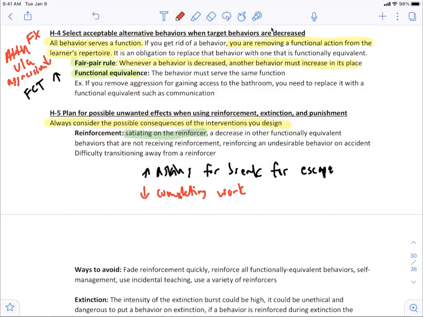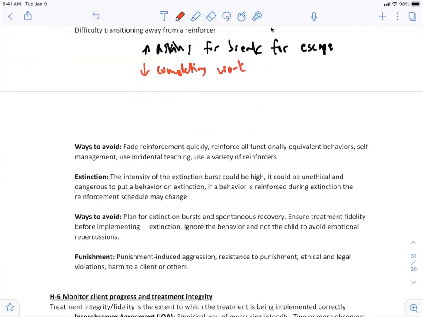Reinforcing an undesirable behavior on accident. We've all done it, especially with attention. We see a behavior occur, we aren't thinking or we make a mistake, and we reinforce that undesirable behavior on accident. We just need to adjust. And then difficulty transitioning away from a reinforcer. iPads come to mind. You spend 10 minutes on the iPad, it's time for transition, they don't want to. We get maladaptive behavior. So again, ways to avoid: fade reinforcement quickly, reinforce all functionally equivalent behaviors, self-management, incidental teaching, and variety of reinforcers.